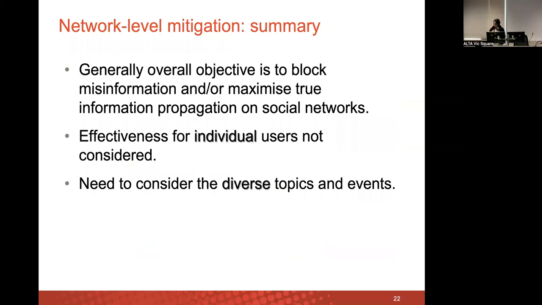Okay, just cautious of time. As a summary of the network level mitigation, the overall objective is to block misinformation or maximize the spread of true information on social networks. So we optimize at the network level. But focusing on the network level problem, we haven't considered the effect on individuals. We haven't modeled the individual user perception and user information behavior. And also, we haven't considered the content of the topic or the story of the misinformation.